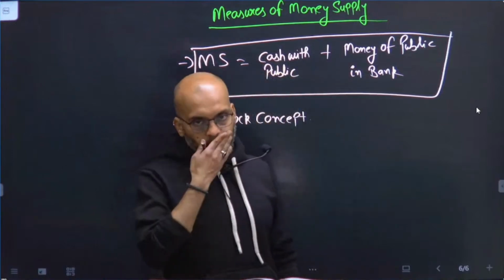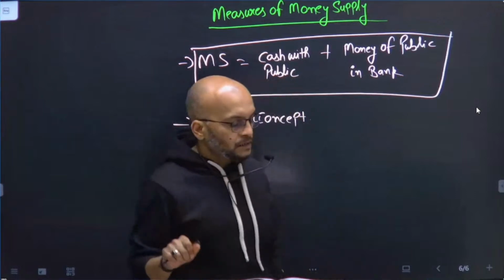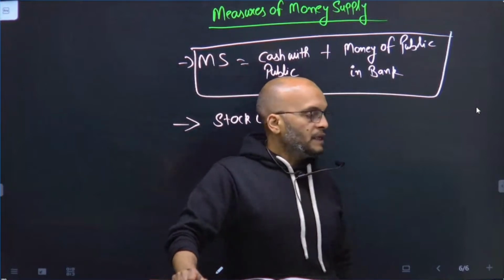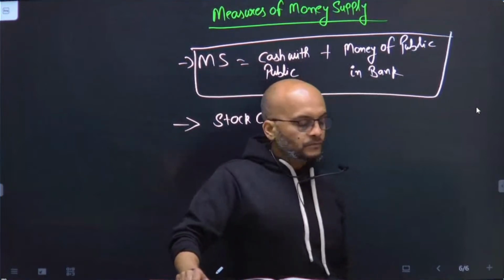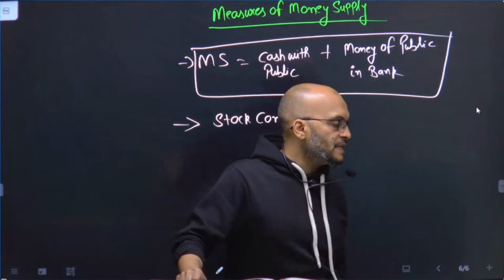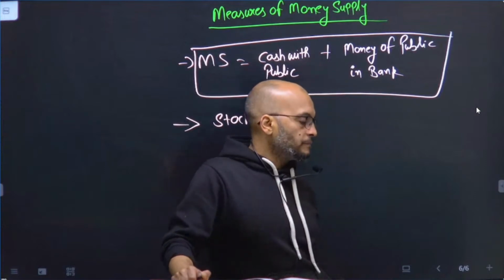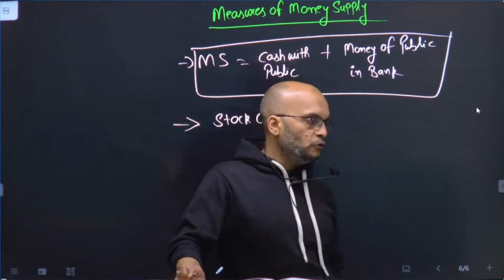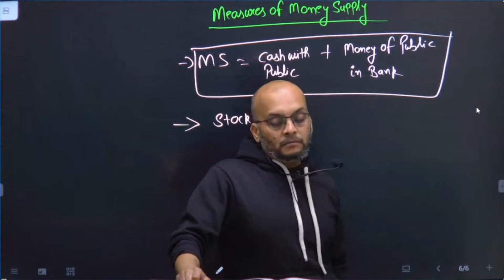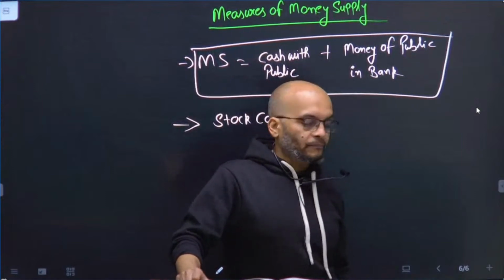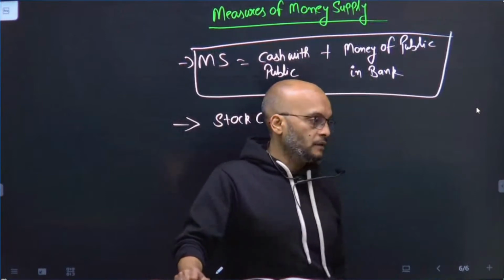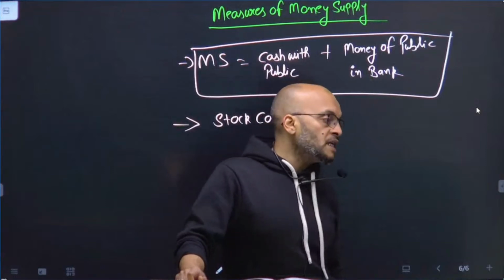Next point you can write. It does not include money held by the government and banking system of a country. As I told you, it does not include money held by the government and banking system of a country. In brackets, you can write down producers of money. These are producers of money.